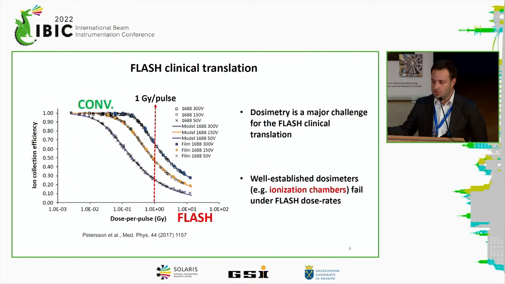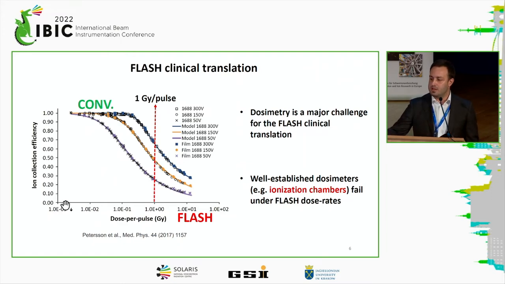So what's the issue with that? Here, this plot shows the ion collection efficiency as a function of the dose per pulse. And this is a study done by Peterson et al. in 2017. This, of course, is for an ionization chamber. In particular, this is a Markus chamber, which is a standard. It's the gold standard in radiotherapy.